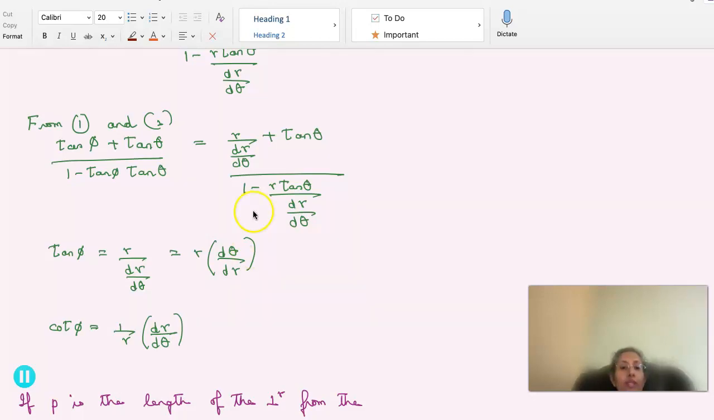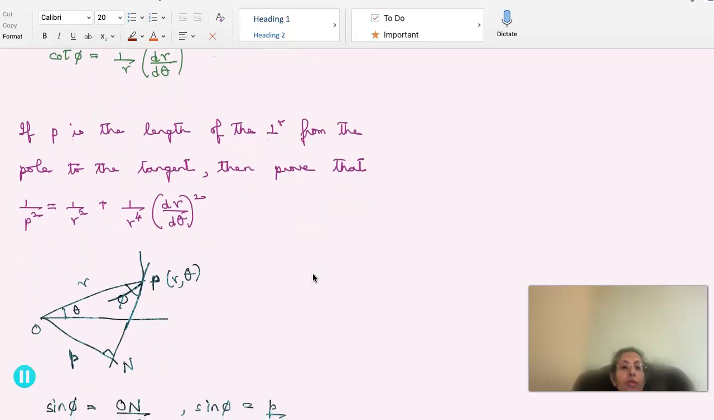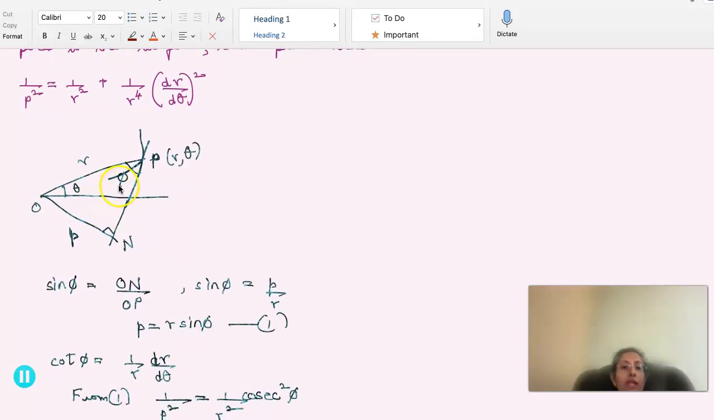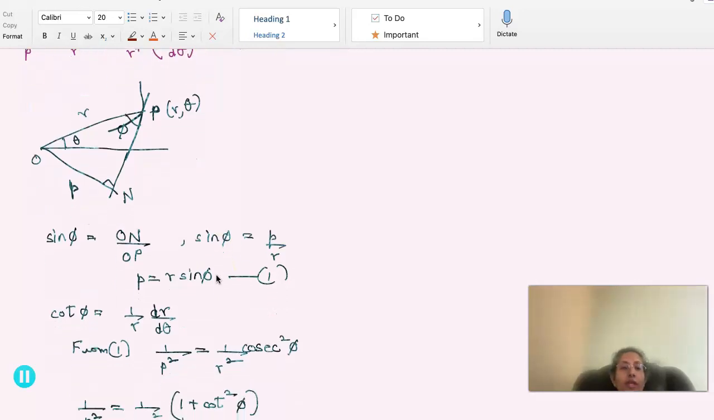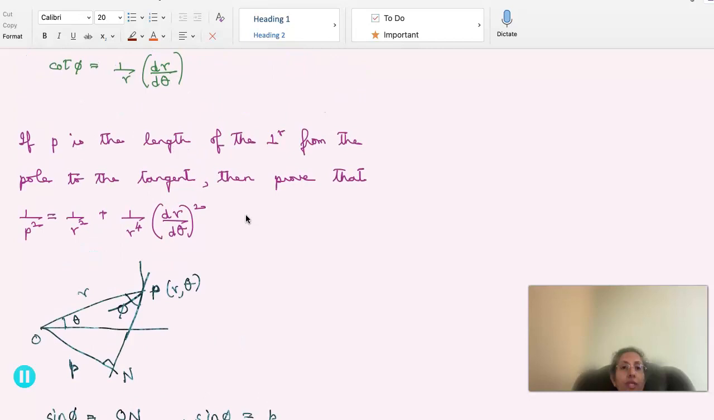Now one more application of this is something like this. If P is the length of the perpendicular from the pole, this is the pole, to the tangent, this is a tangent to the curve, then prove that 1 by P squared is 1 by r squared plus 1 by r raised to 4 dr by d theta the whole squared. Now using this figure, we have sine of phi equal to ON by OP. So sine phi is P by r, so P is r sine phi. And cot phi is 1 by r dr by d theta. We just saw that here.